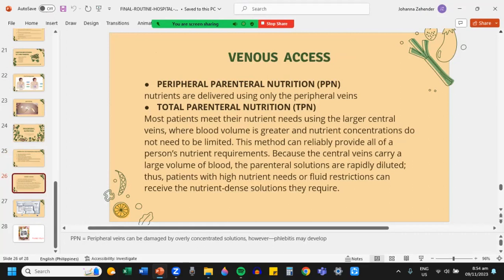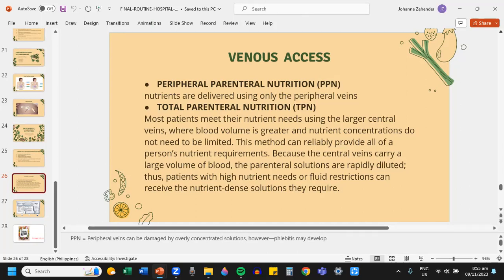Peripheral parenteral nutrition or PPN are nutrients that are delivered using only the peripheral veins. So the patients you see in pre-clinical, with their dextrose or IV fluids, are mostly on the veins of their hands. Those are our peripheral veins. However, with total parenteral nutrition or TPN, most patients meet their nutrient needs using larger central veins, where blood volume is greater and nutrient concentrations do not need to be limited. So if you want to give large volume fluids to your patient, central line is the way to go.